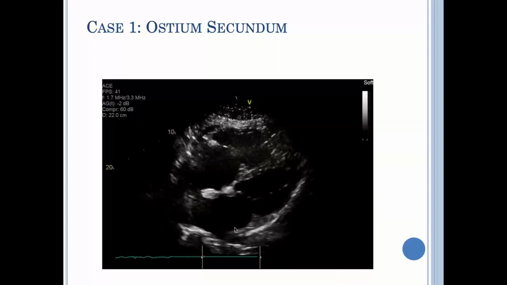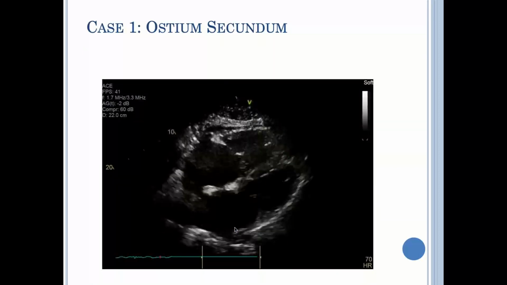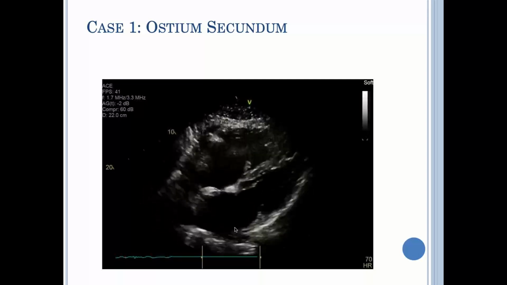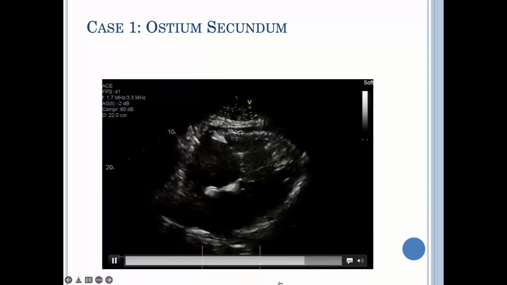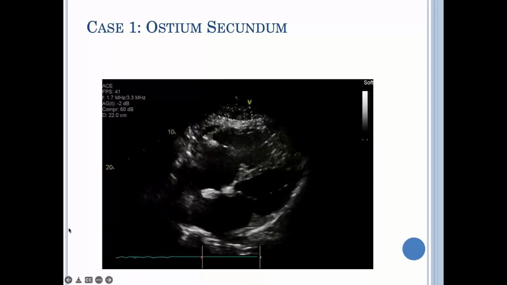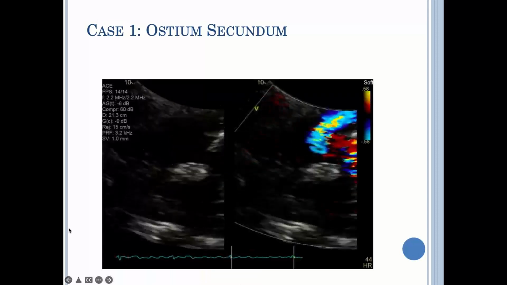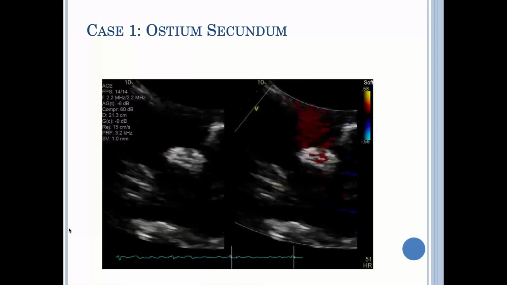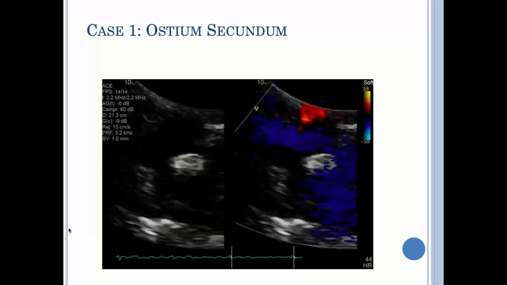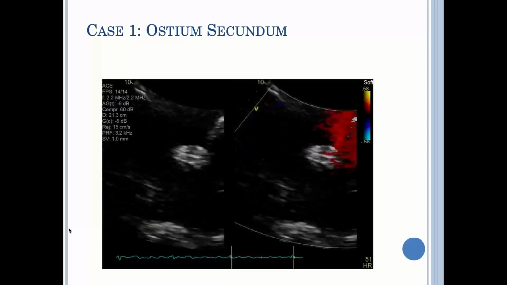And then this is his TTE assessment following device closure. And we can see where the device was placed in the interatrial septum. And then this is just another assessment to see if there is any residual shunt, and there doesn't seem to be anything significant here.